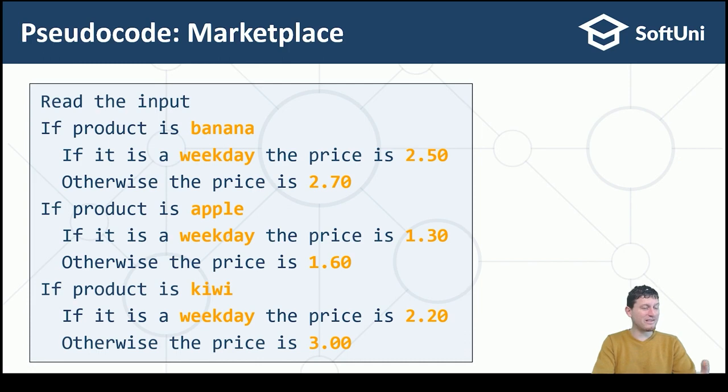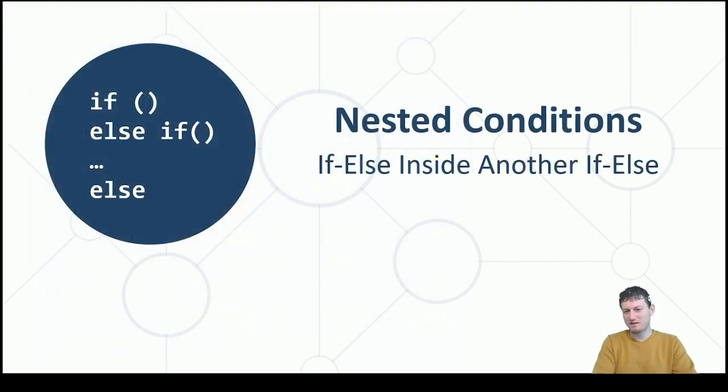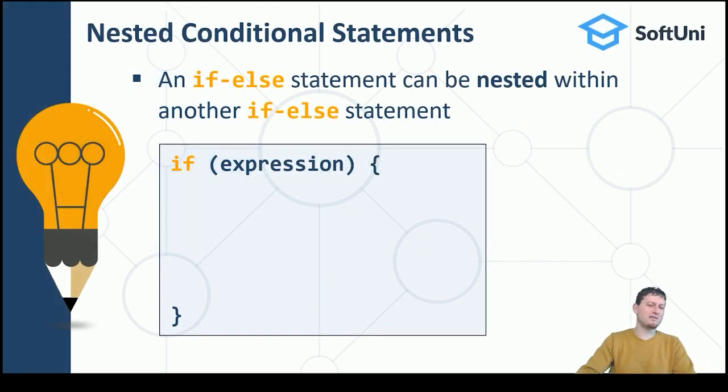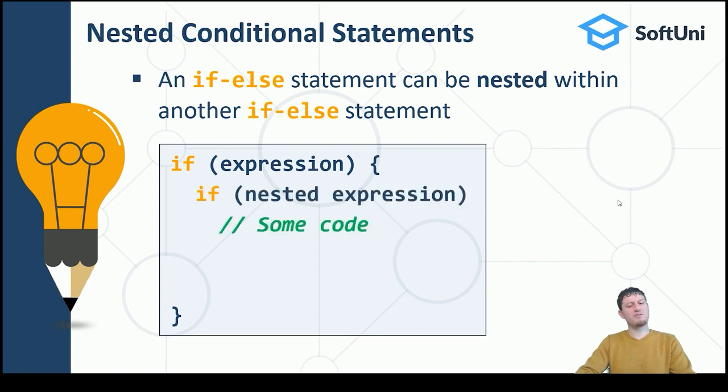Let's see how this happens in programming with Java. With nested conditions, we may have an if-else inside another if-else. An if-else statement can be nested within another if-else statement like it's shown below. We have an if expression and we have a block, or we may have just a single statement. In the block we have another nested expression: if true, do something, otherwise do something else.